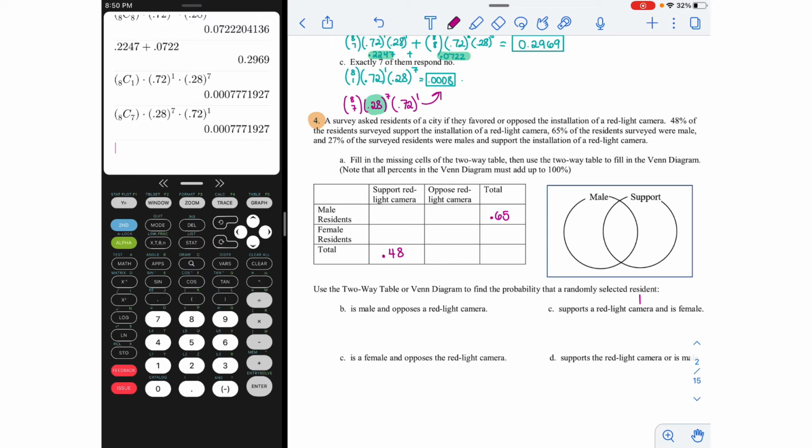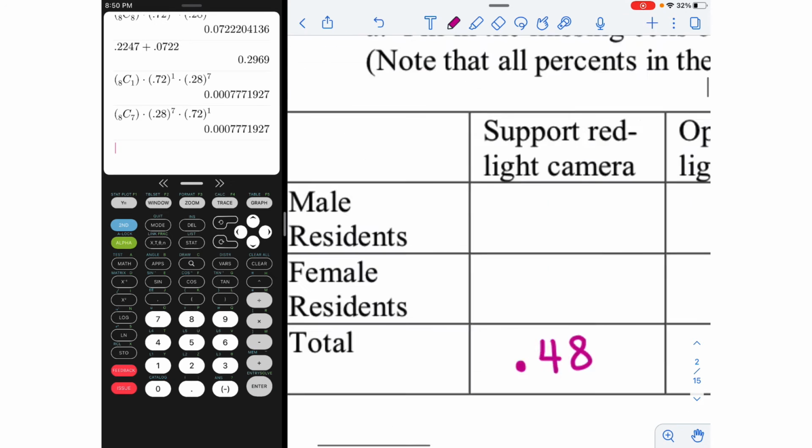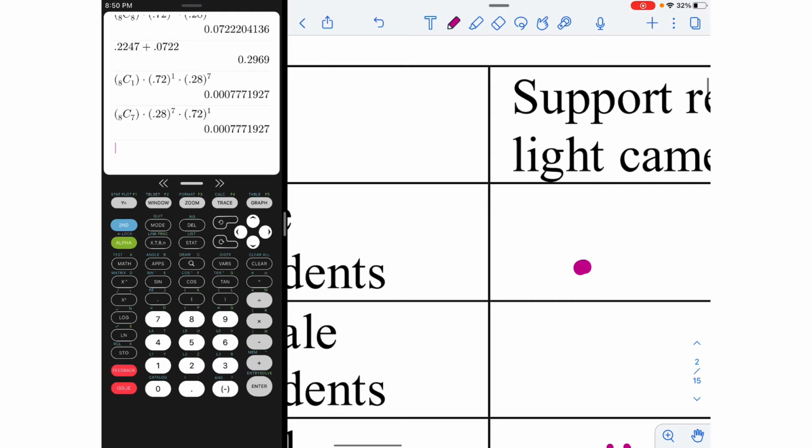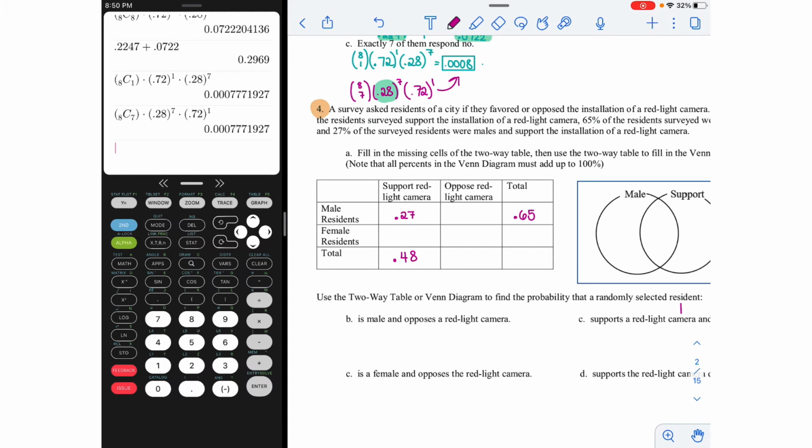Now, 20% were males that supported. So that was this piece right here. So males that actually support the camera are 0.27. But the total amount of males in general, or people who identify as male, is 0.65. So we have to fill in the blanks from here.